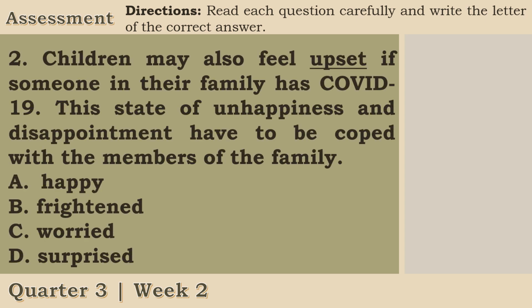For number 2, children may also feel upset if someone in their family has COVID-19. This state of happiness and disappointment has to be coped with by the members of the family. The underlined word is upset. What does it mean? A. Happy. B. Frightened. C. Worried. D. Surprised.